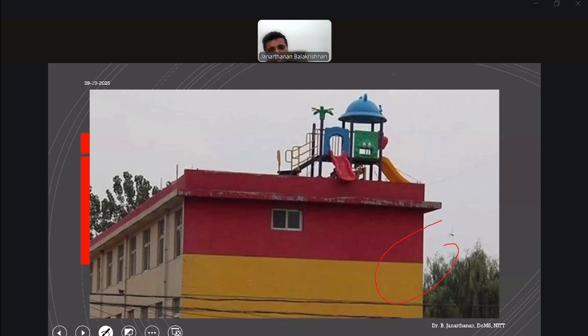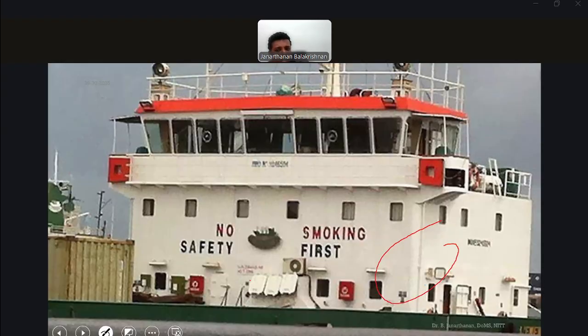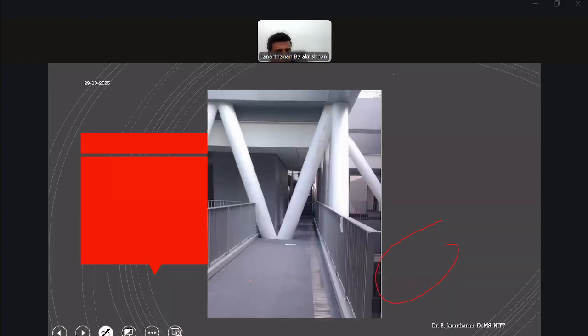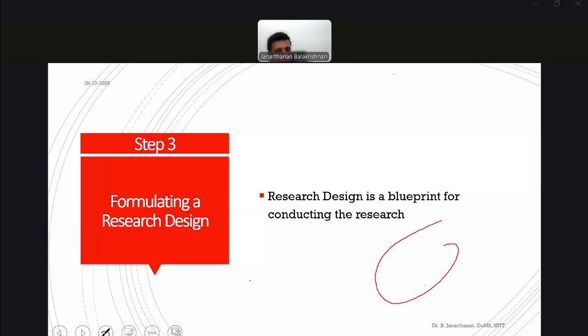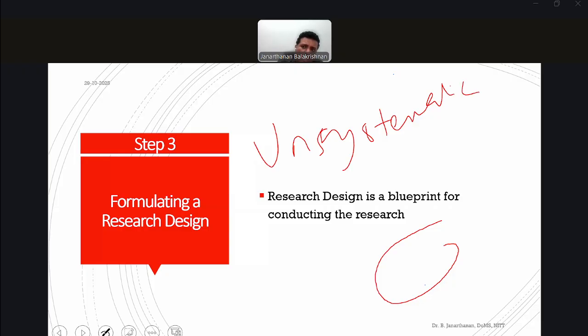There is a playground where they don't like the children playing there. That is a third one. And the way the writings are there, no safety, smoking first, and also the person who is an architect, what you can see. So these are something that exemplifies the word unsystematic. So how we are able to draw a line between systematic and unsystematic is given in this context.